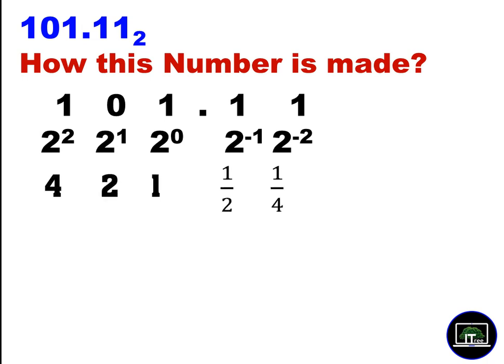So 2 to the power minus 1, that is 1 divided by 2. 2 to the power minus 2, that is 1 divided by 4. So 1 divided by 2 is 0.5. 1 divided by 4 is 0.25.